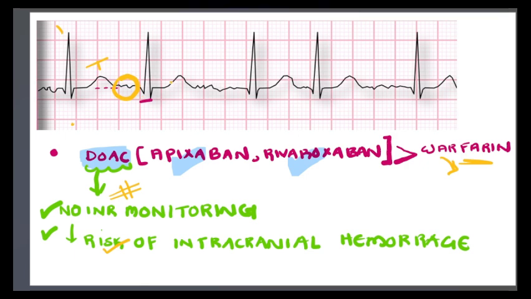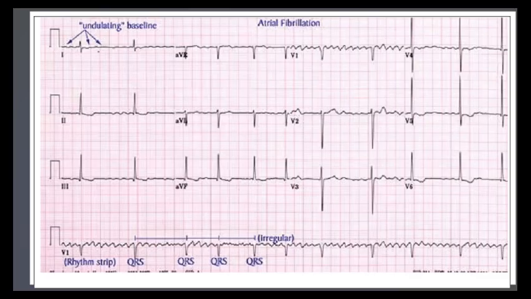The wavy baseline and the fibrillatory waves are irregular, something like this. Not like flutter, where you get again a wavy baseline, but those are regular, like this. That is how flutter appears. Here it's an irregular wavy baseline. Next is about management. Before going to management, let me show you one more ECG that demonstrates atrial fibrillation. So this is another ECG of atrial fibrillation.